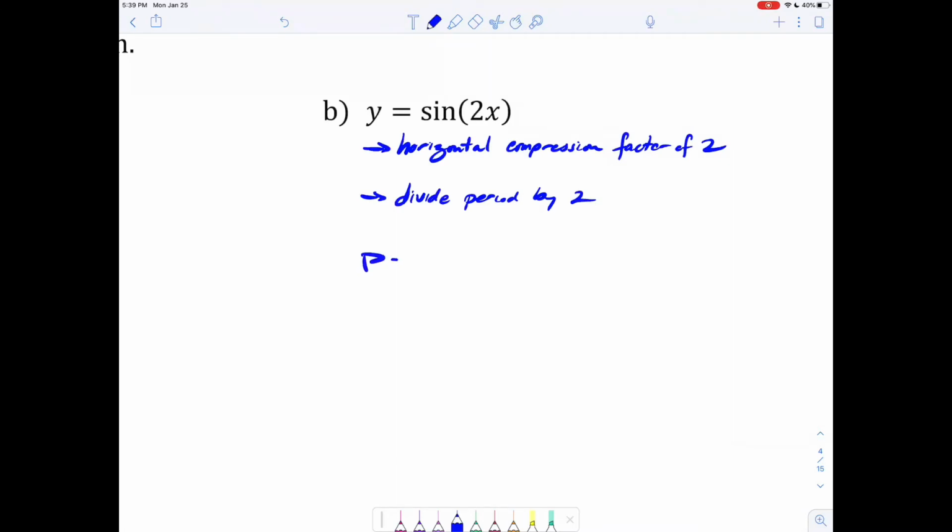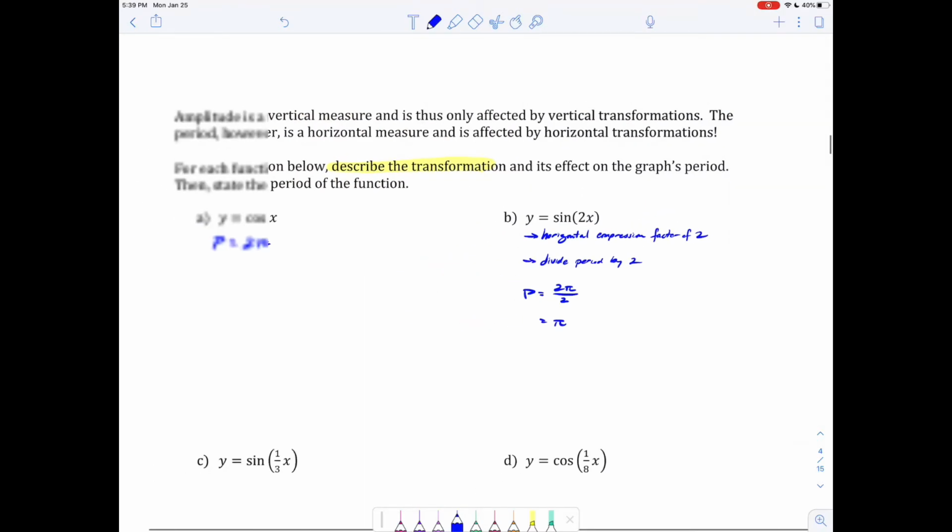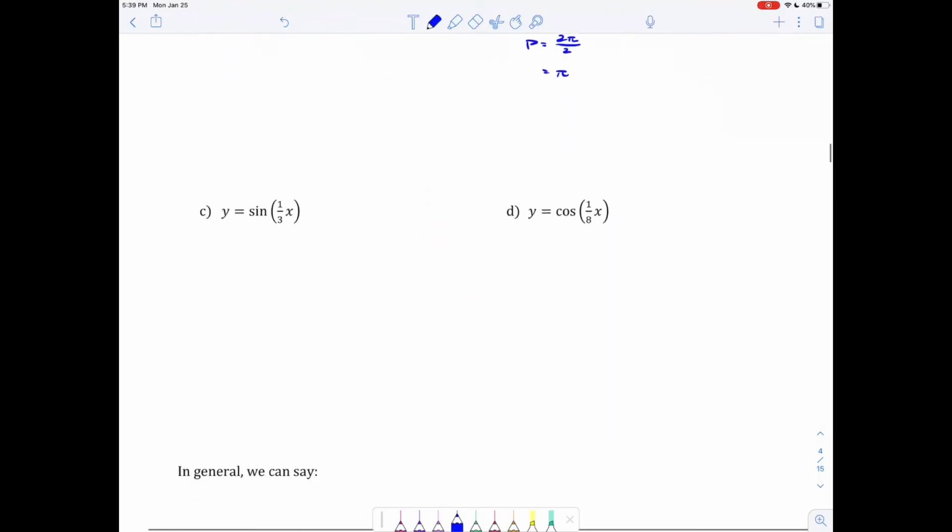The period was 2 pi. We're now dividing that by 2. So the actual period is pi. So for this function, the period is equal to pi. Try the other couple on this page, see what happens, and then we'll make our general rule.